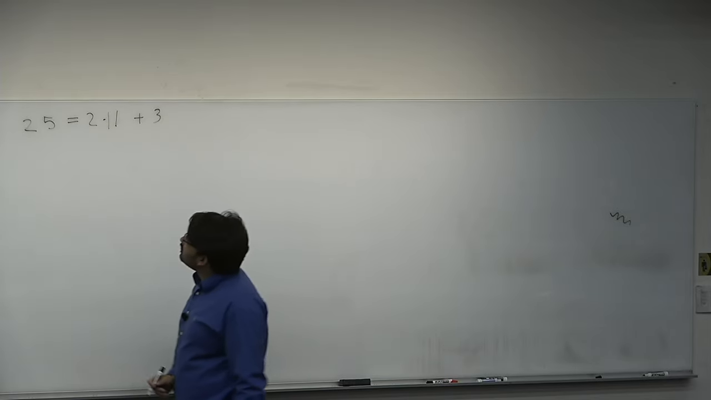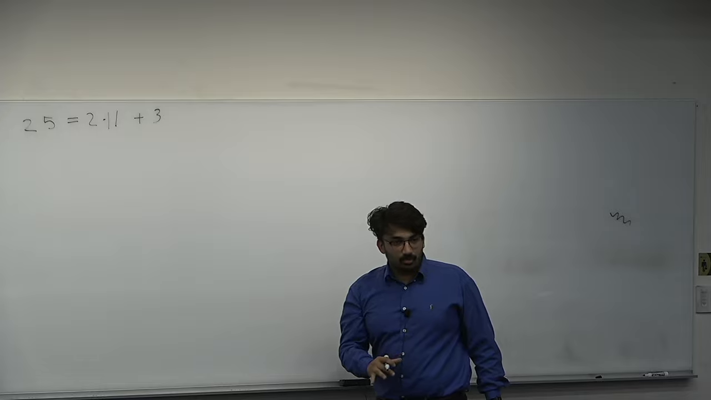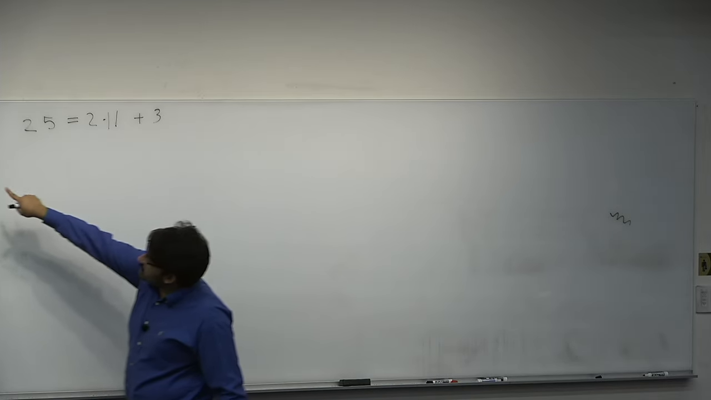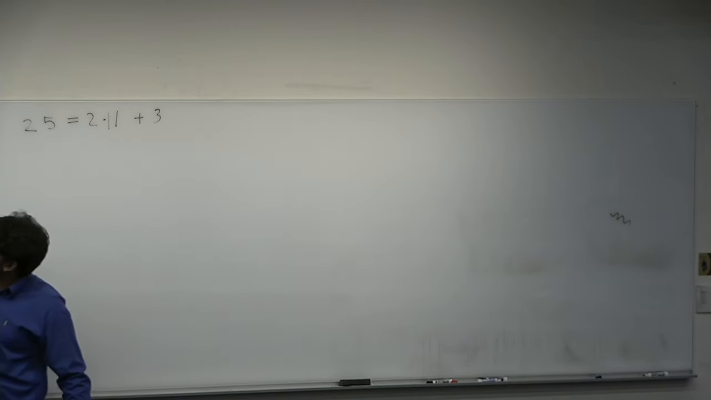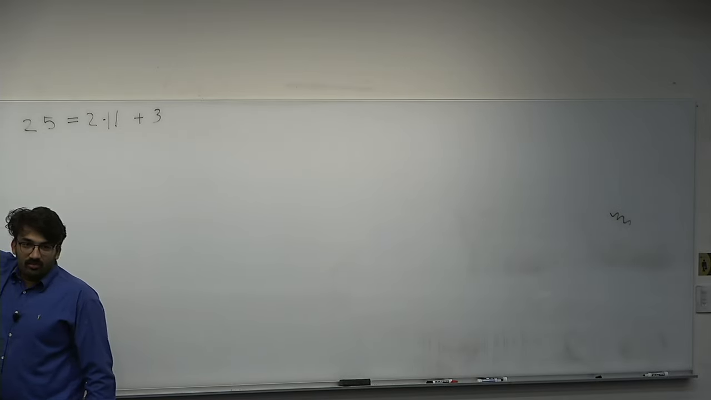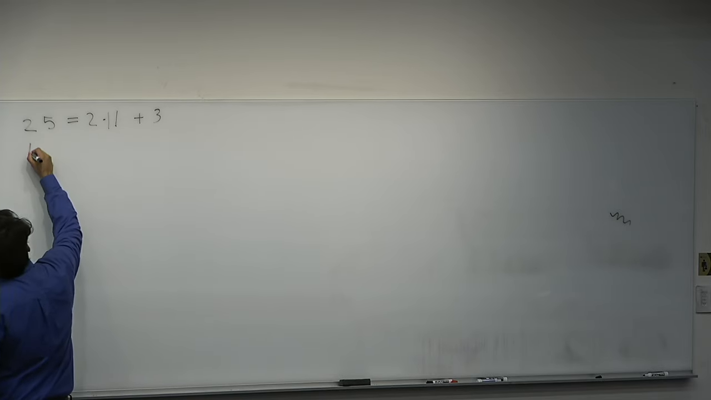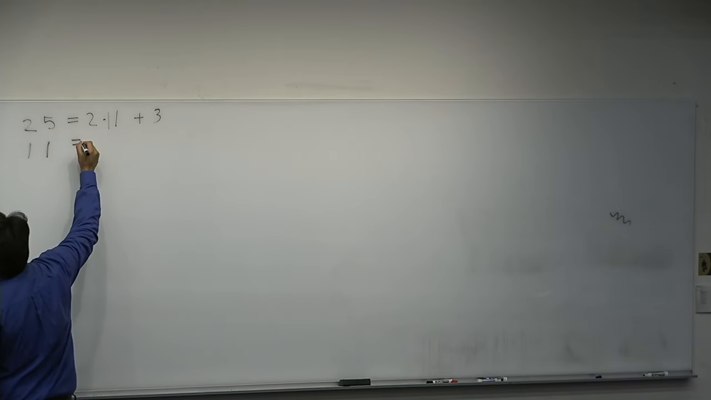Right? So you can write 25 as a linear combination of the next pair. 11 and 3 is the next pair. So you take the bigger number and write it as a linear combination of the next pair. Then you repeat this for all the pairs going down. We want to write now 11 as a linear combination of the next pair, which is going to be 3, 2.